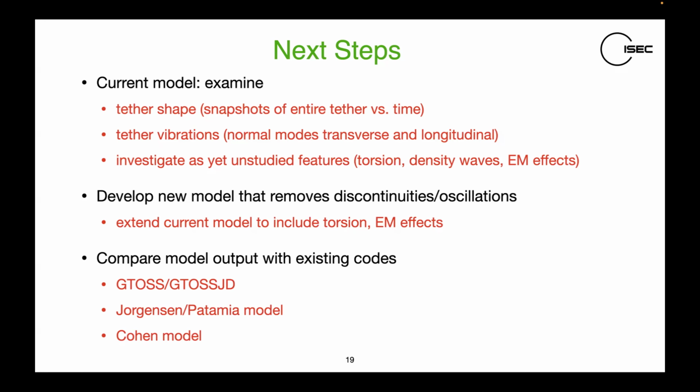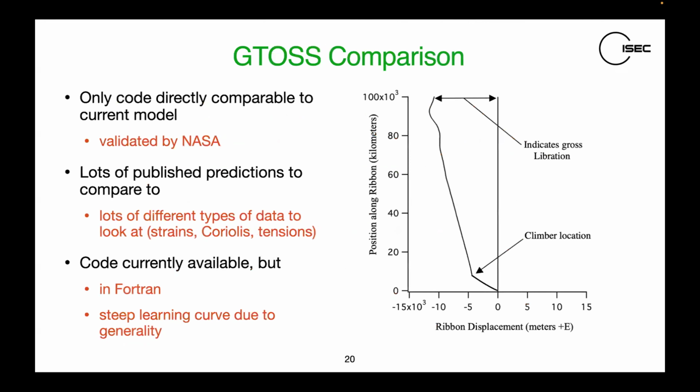We need to remove the discontinuities. And finally, we want to compare this to other codes, especially GTOS, GTOS-JD, the Jorgensen-Potamia model, which is a point mass, massless spring model. And then there's also the Stephen Cohen model for space elevators. So things look good. We have things to compare to.